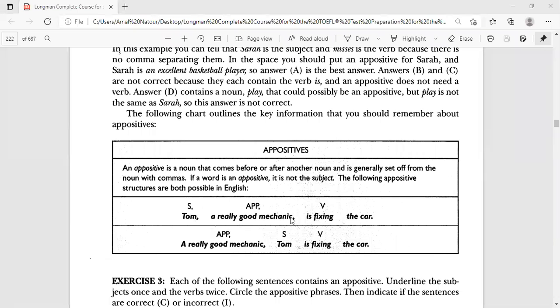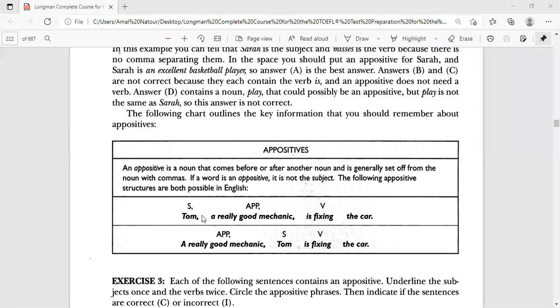commas separating them. If a word is an appositive, it is not the subject. The following appositive structures are both possible. The appositive can come either in the middle or at the beginning. If it comes in the middle, it is preceded by a comma and followed by a comma, as shown here.